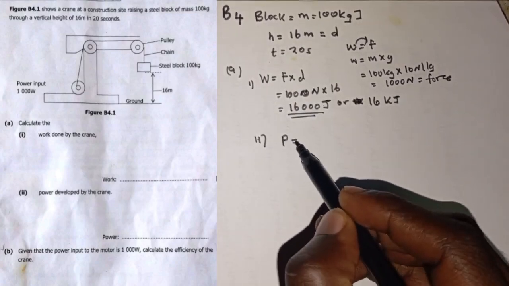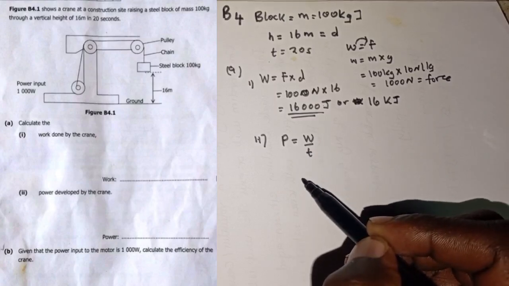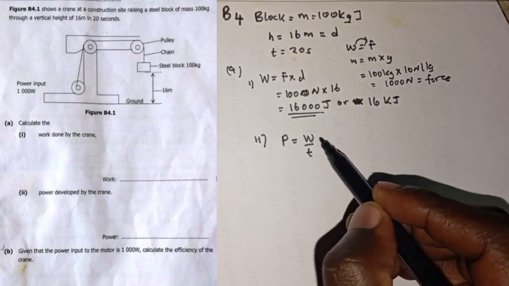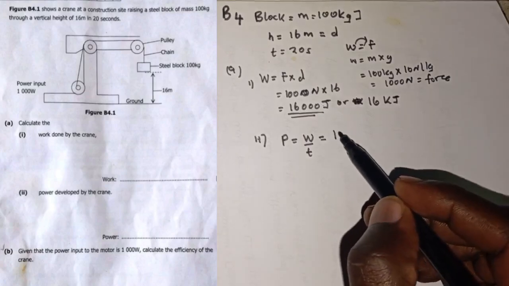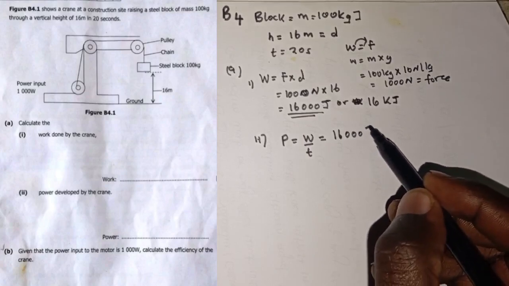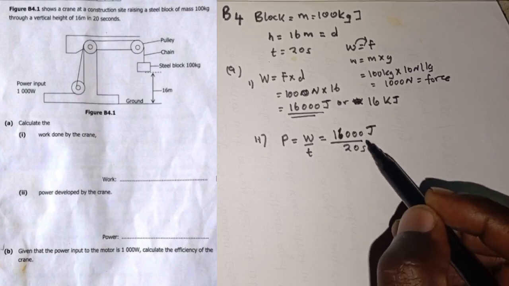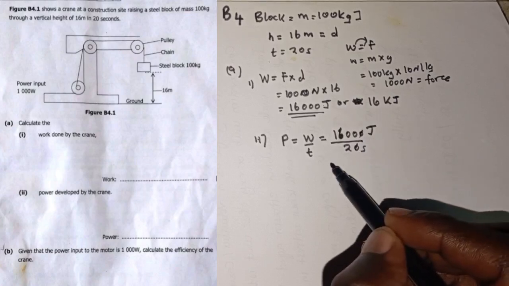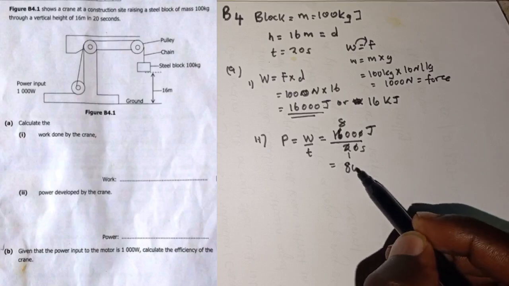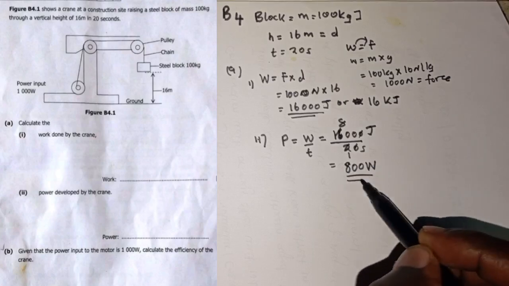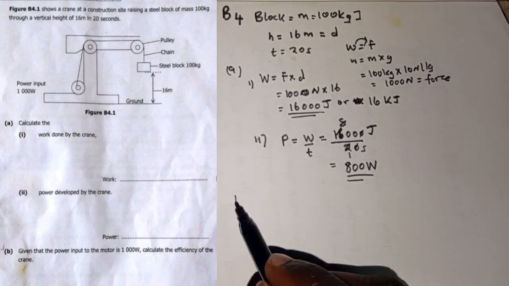We know power is equal to work over time. So the work is what we found, the work done by the crane, which is 16,000 joules. The time there was 20 seconds. This and this can go. There is 1, there are 8, so it's actually 800 watts.